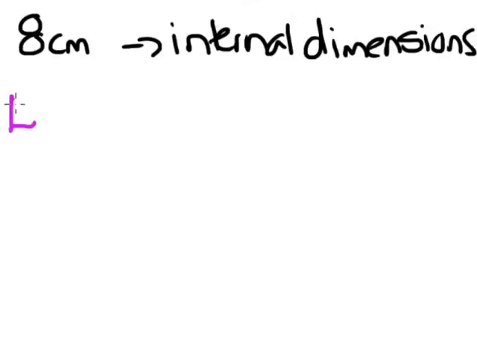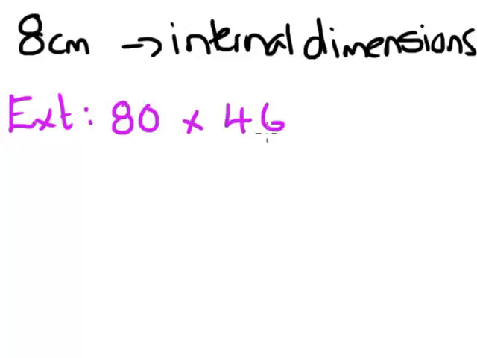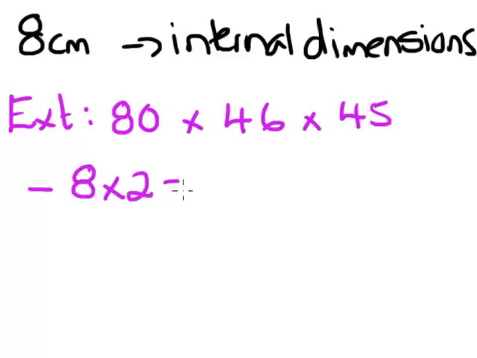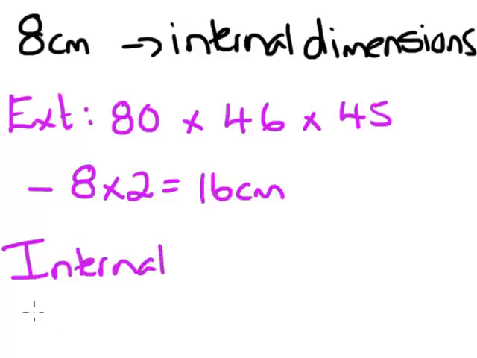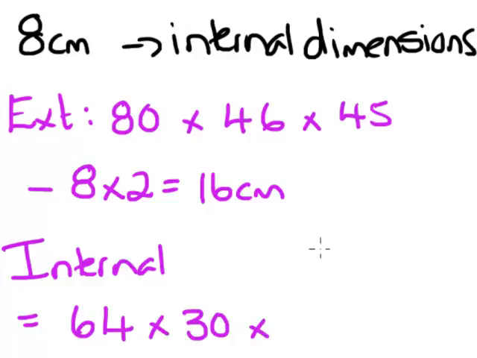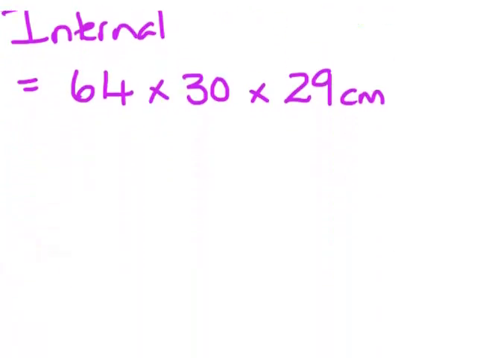So our external dimensions are 80 by 46 by 45, and then we have to subtract 8 times 2, which is 16 centimeters, from each of those. Our internal dimensions are going to be 80 minus 16, which gives you 64; 46 minus 16 gives you 30 centimeters; and 45 minus 16 gives us 29 centimeters. Let's look at our next question.